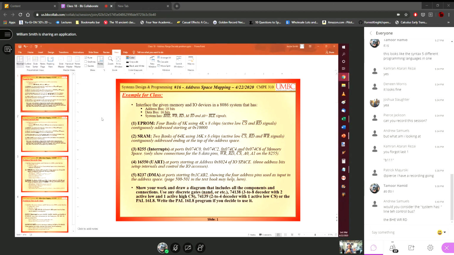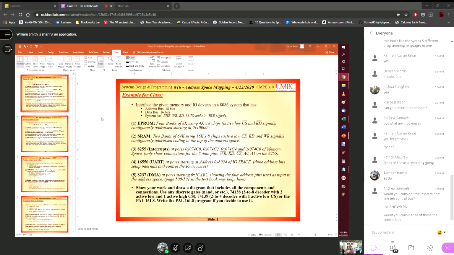The BHWR and RD. So BHE is not high enable. Would I consider all of those control bus? Yes. Very good question. All of those are the control signals. There's the address bus, which is 18 bits, the data bus, which is 16 bits, and the control bus, which is made up of all these different signals.